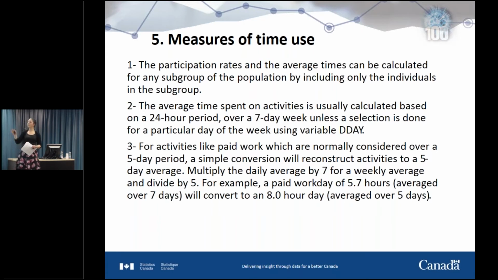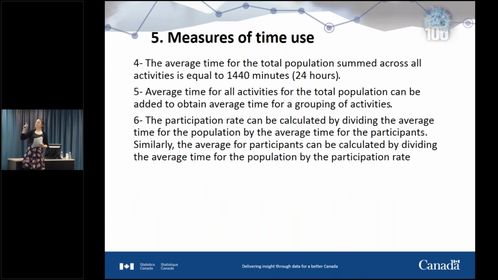So some little notes before going to the examples. The participation rate and the average time can be calculated for any subgroup of the population. It means you can calculate your participation rate for men only, women only, for an age group, for a specific day of the week. The average time spent on activity is usually calculated based on the 24-hour period over a 7-day week, but you could choose to do the analysis for only one day, using the D-day variable.